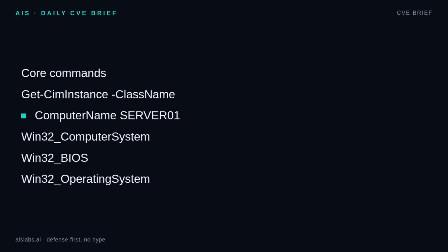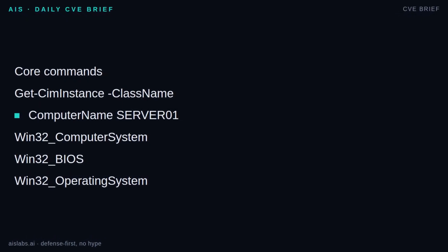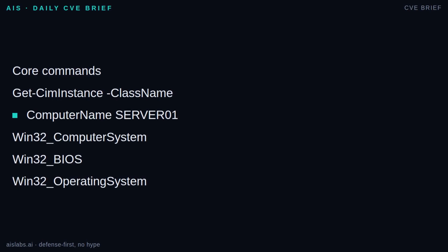Start local, then go remote. Run Get-CimInstance -ClassName Win32_ComputerSystem. Then query Win32_BIOS and Win32_OperatingSystem. For a remote box, add -ComputerName Server01.